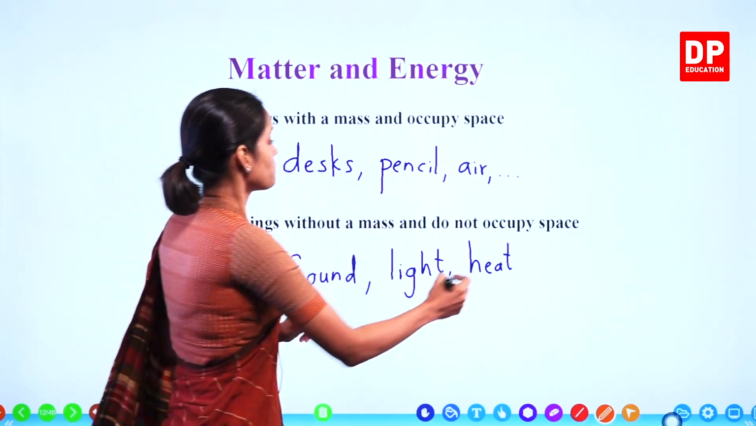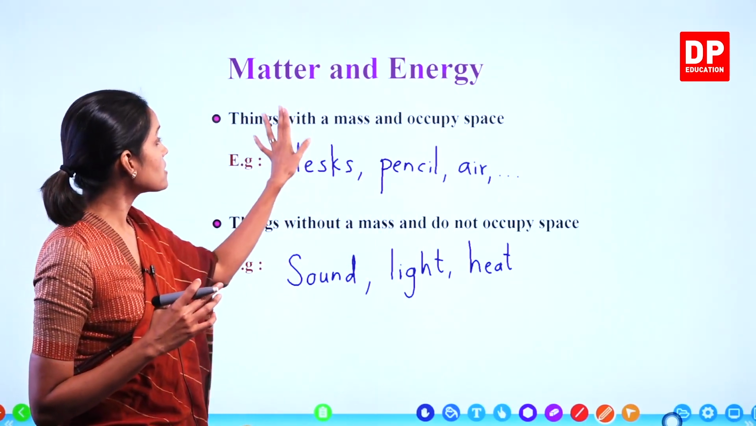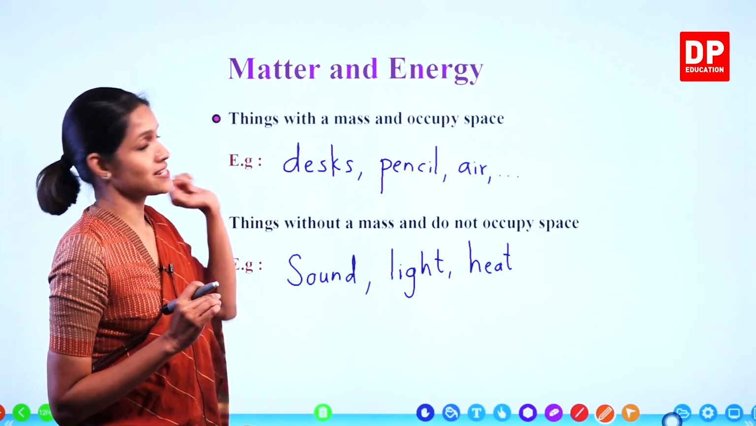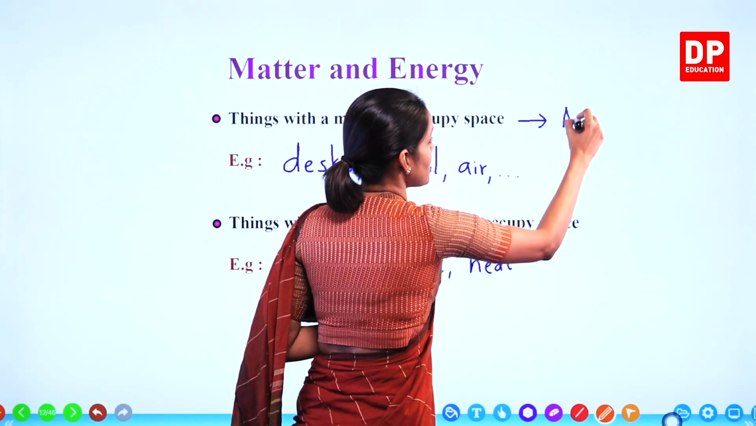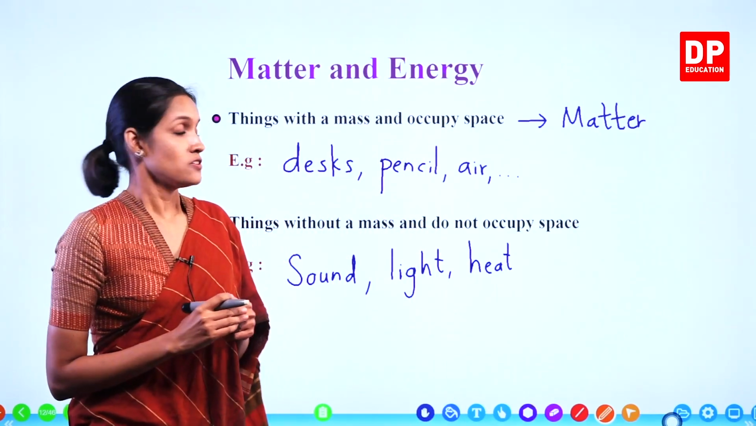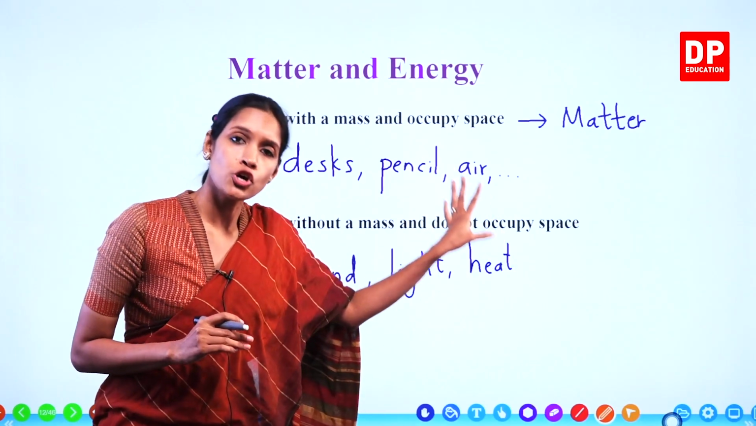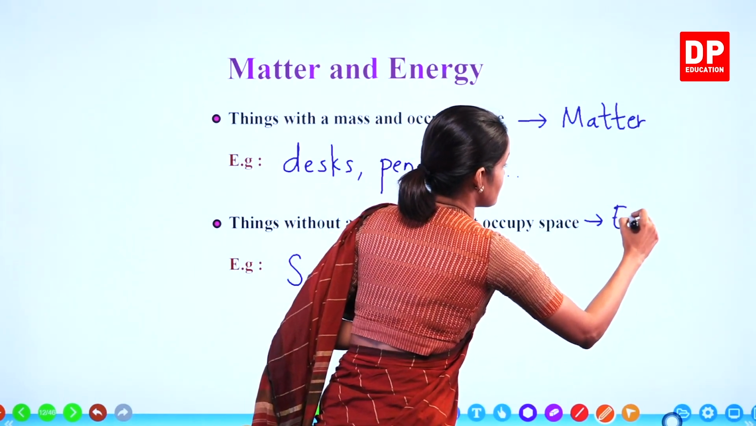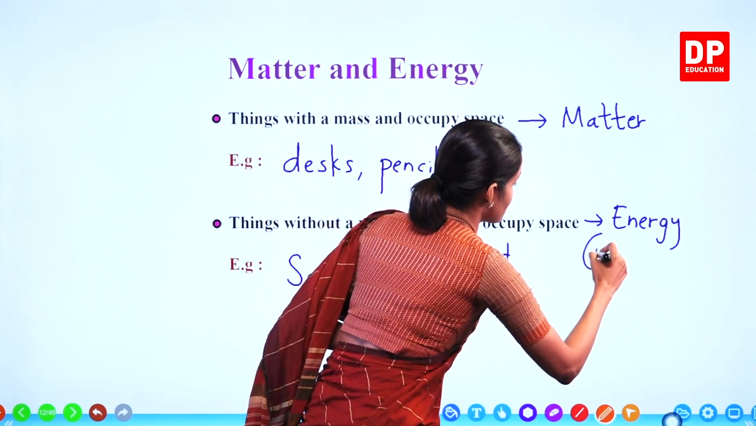Understand? So remember, children, we can give a special name to these things with a mass and occupy space. There's a special name, that is matter, right? Things with a mass and occupy space are known as matter. And things without a mass and do not occupy space are known as non-matter or energy, right? They are known as energy. Even non-matter is also correct.